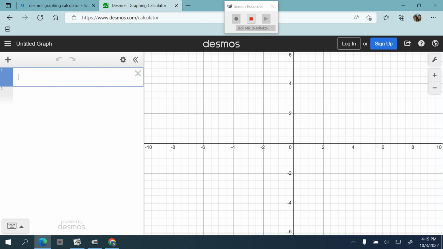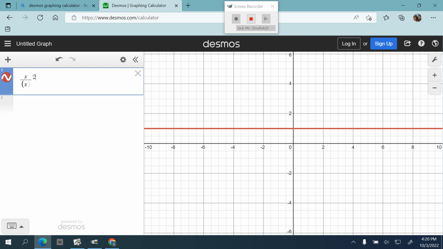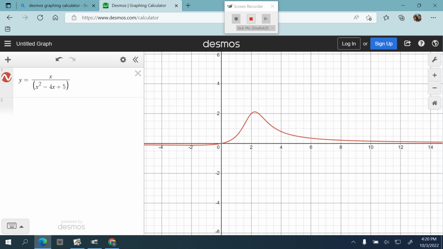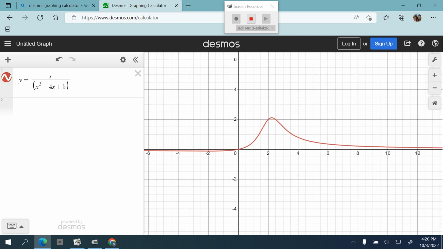So I have x over x squared. Oh, I always mess that up. And I have to be careful. So that means you need to take care with the way that you are putting information here. And I'm going to square that. And we have y equals, right? I'm going to go back on that. And wow, what an interesting graph here. I'm curious.